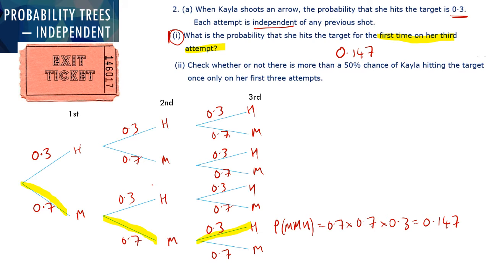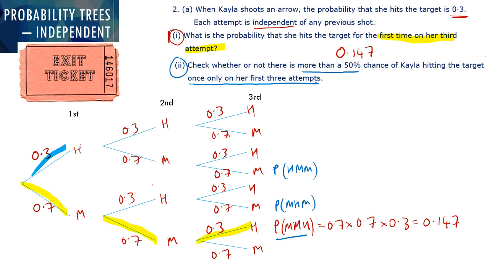Second part, we need to be looking at whether or not there's more than a 50% chance of hitting the target only once on her first 3 attempts. So there's 3 different ways she could do this. She could hit it on the first one and then miss it on the next 2. She could hit it on the second one and miss it on the other 2. And we've already got the third way this could happen, missing it on the first 2 and hitting it on the last. So we've got these other branches to follow through here.